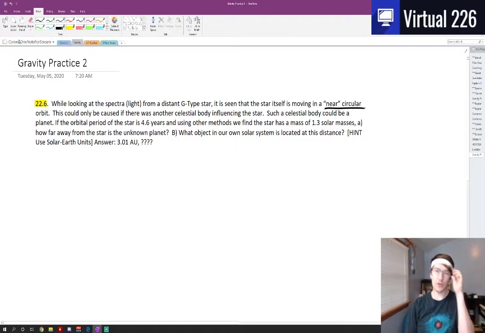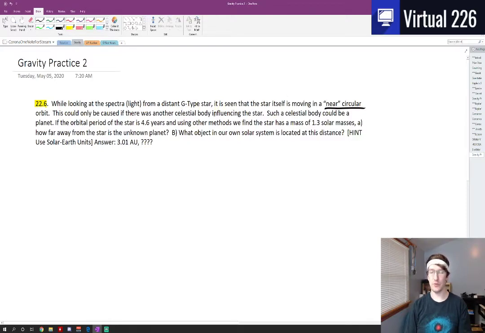Okay, so this is gravity practice 2. We're looking at problem 22.6. And what we're looking at here is a Kepler's law problem. So orbital period with orbital distances for a semi-major axis, or possibly a radius if you have a near circular orbit. But we're looking at light, or spectra of light, from a distant G-type star.